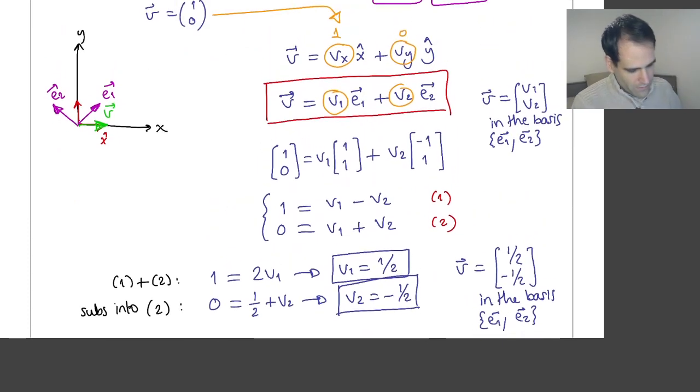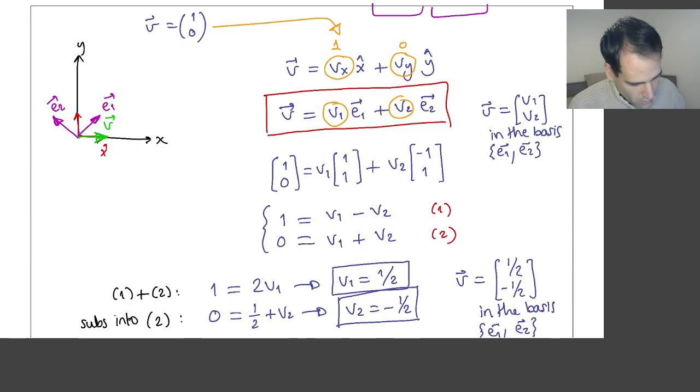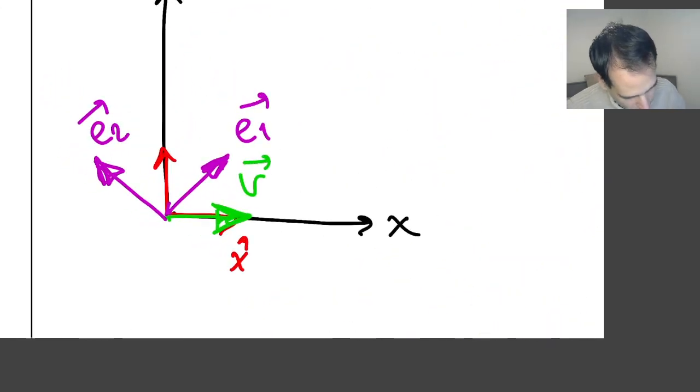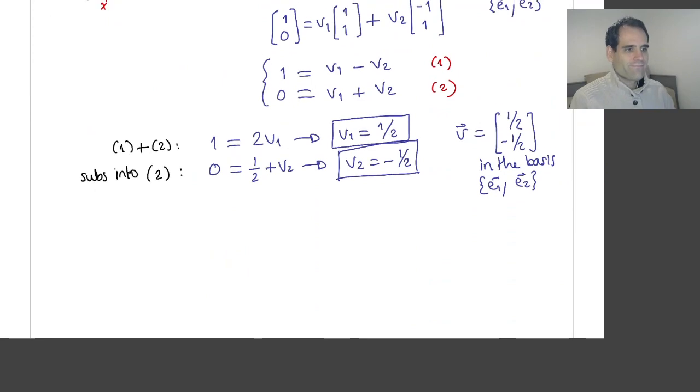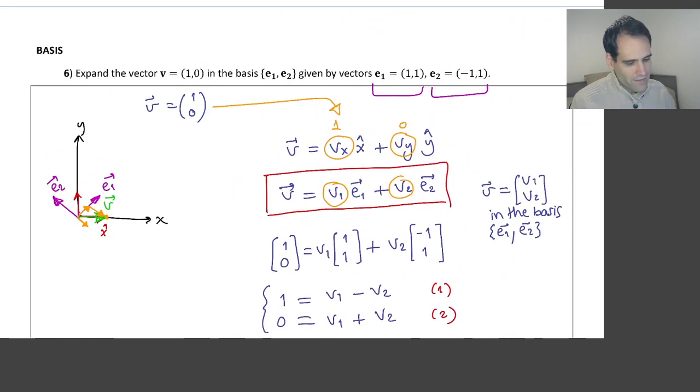We could also check geometrically how this is possible. We have to add 1/2 of e1, so we would reach this point, the midpoint, and then minus 1/2 of e2. So e2 is in this direction, so minus 1/2 of e2 would be this. When we add those two orange arrows, we end up with the green vector v, which was what we wanted. So geometrically, you can check it. So that solves the problem. That's how we expand a vector in a basis. Basically, we have to solve a system of equations. Okay, thank you.